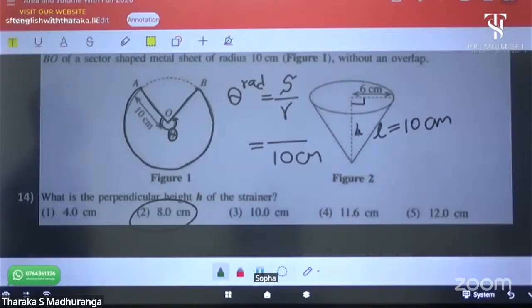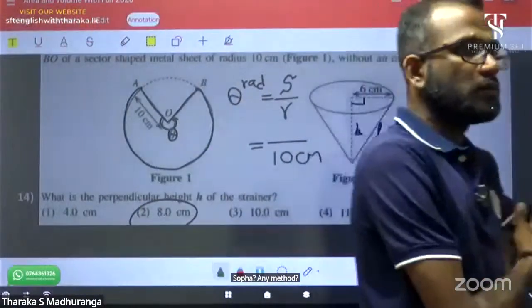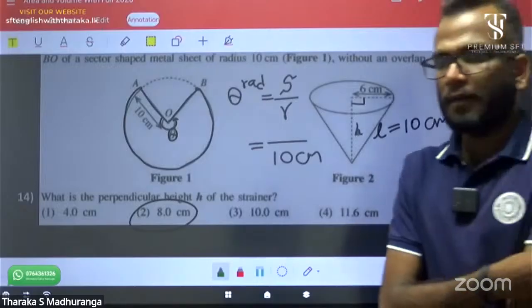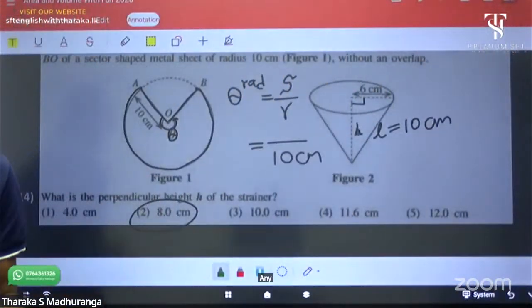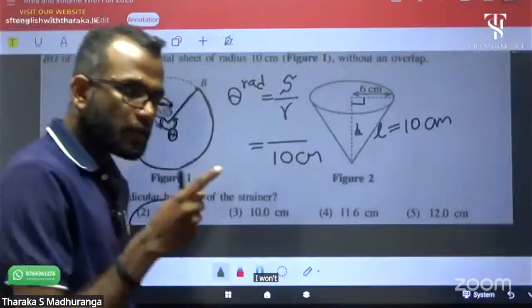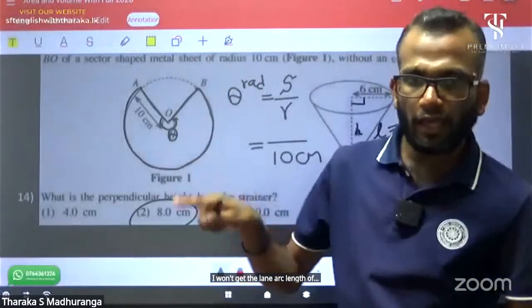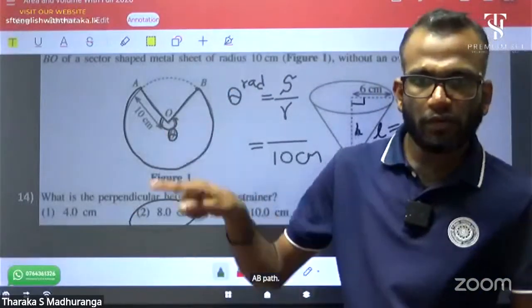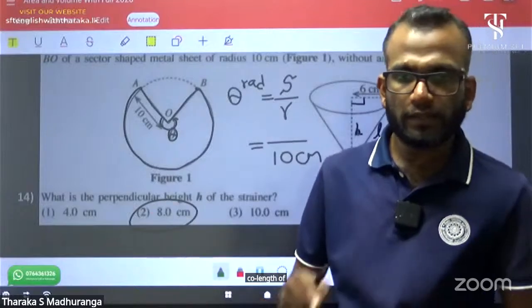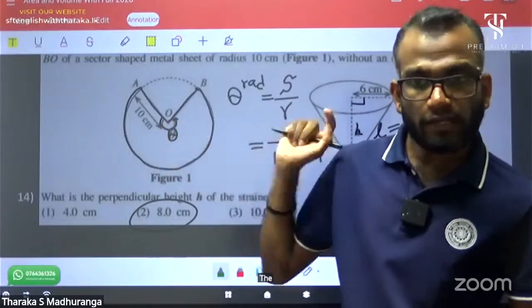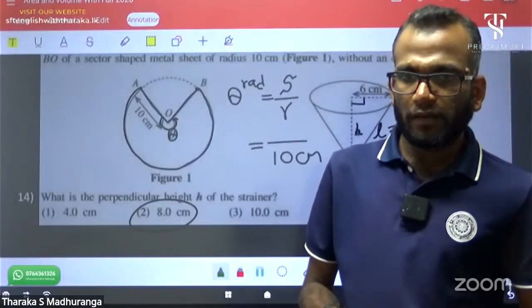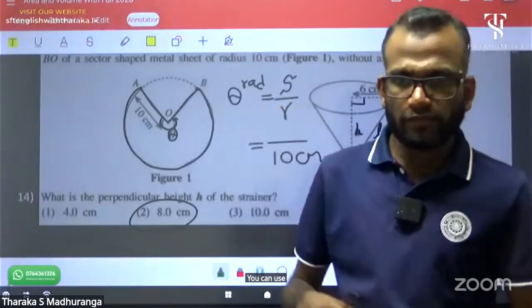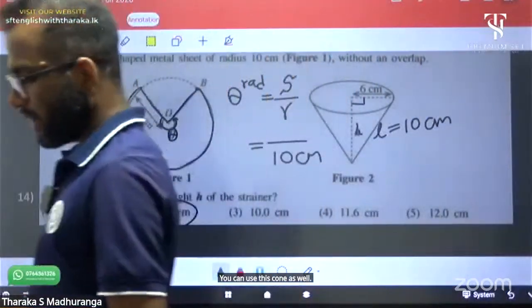Any method? I want to get the arc length of the AB part, the curve length of A to B. The radius is 10. You can use this cone as well.